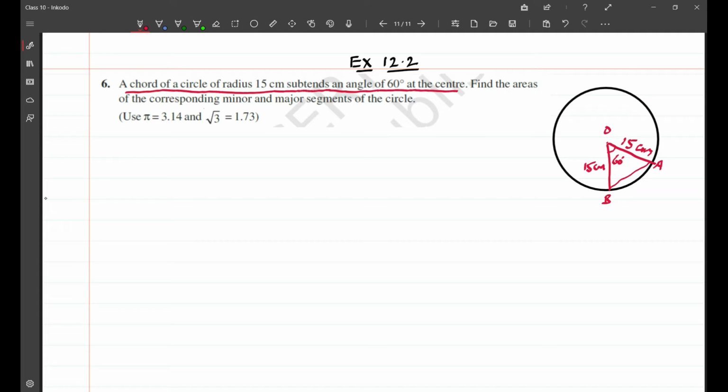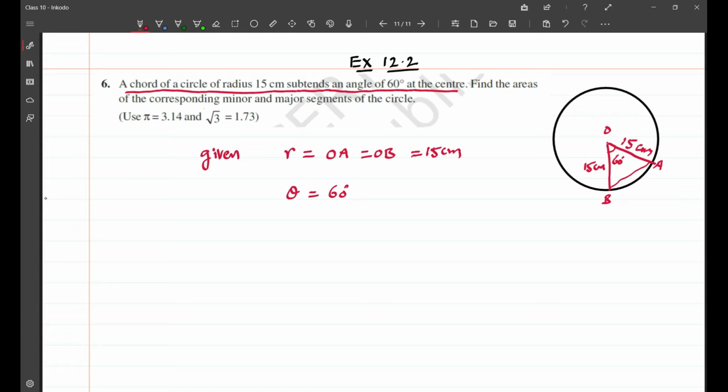Let's see. Firstly, we will write the given data. Given radius equal to OA equals to OB equals to 15 centimeter. Angle subtended by AB at the center is 60 degree. So I am writing theta is equal to 60 degree.